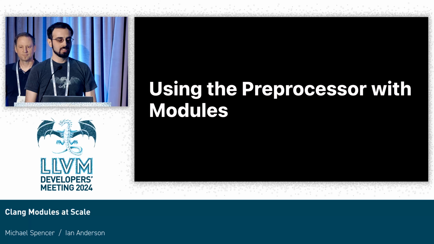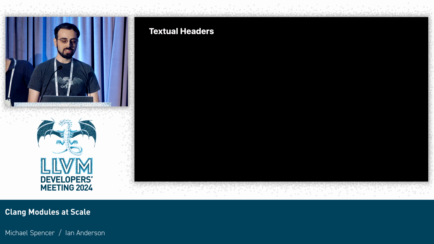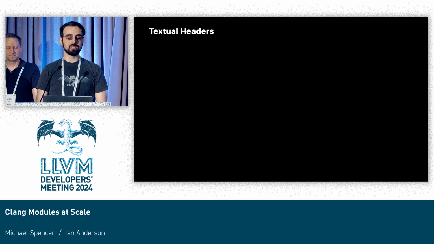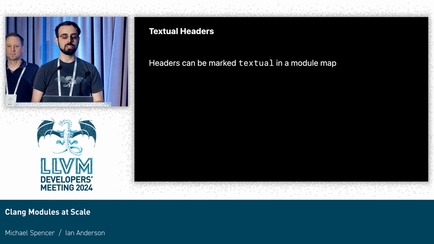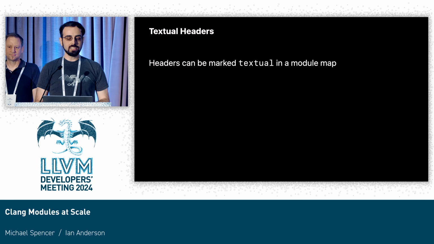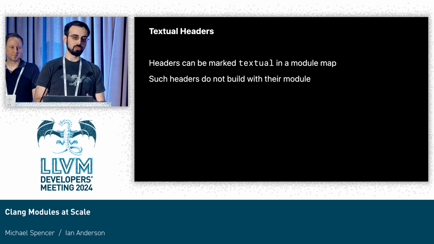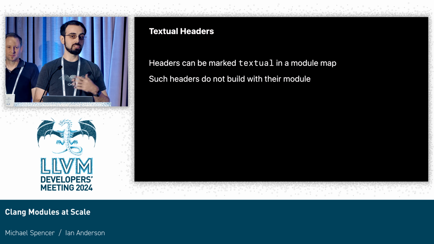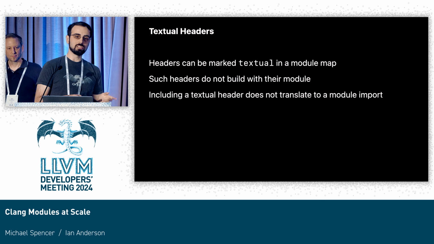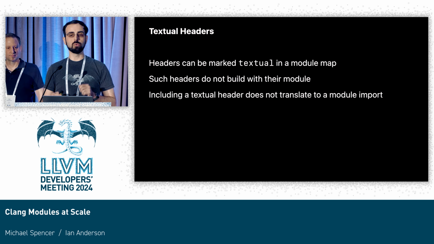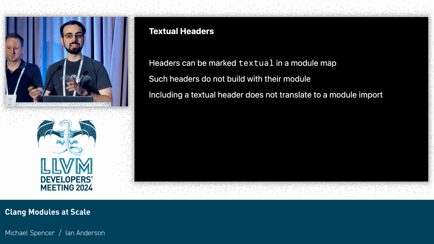Thanks, Ian. So what do you do when you need to do non-modular things in your headers? Clang module maps have a feature called textual. You can put textual in front of your header in your module map, and now it's basically just a normal header. These headers don't build as part of the module, so if you import that module, you won't see the content of that header. And including that textual header doesn't convert into an import, so you won't get the rest of the contents of the module unless the textual header imports the module.